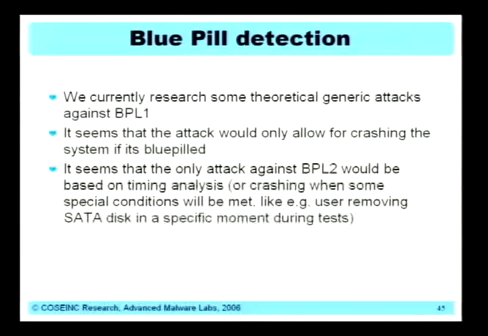And by the way, this brute force attack which I mentioned, which could be used to blue screen a machine once it's blue-pilled. One of the advantages of having Blue Pill level 2 would be that it shouldn't be possible to have a similar attack against Blue Pill level 2. But still, we think that it might be possible to come up with another brute force attack, which would be able to crash the system running Blue Pill level 2, when some very special conditions are met, like a user removing the SATA disk driver at some specific moment during some specific tests.